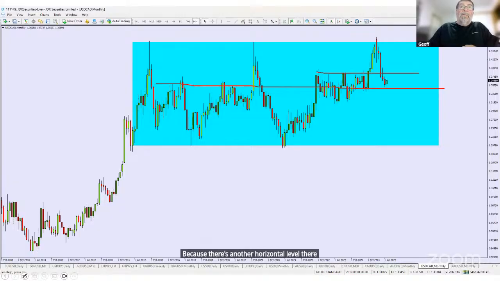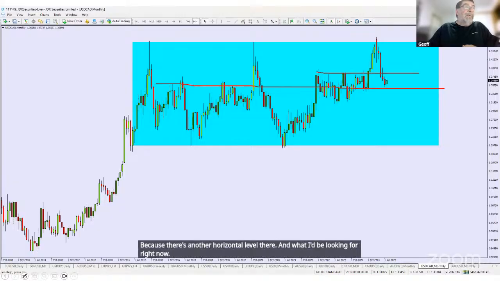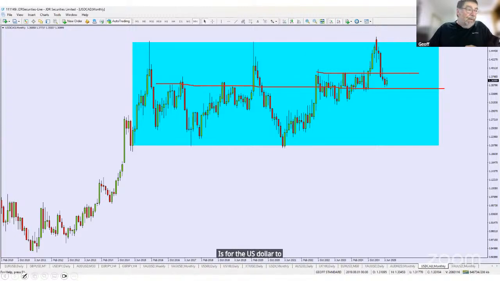And what I'd be looking for right now is for the US dollar to rally short term and take us back to that level, at which time I'll be certainly looking for entries here short on US dollar versus the CAD. But going back to the thesis, we've got one here, equal highs, equal lows. And that's when you start paying attention.